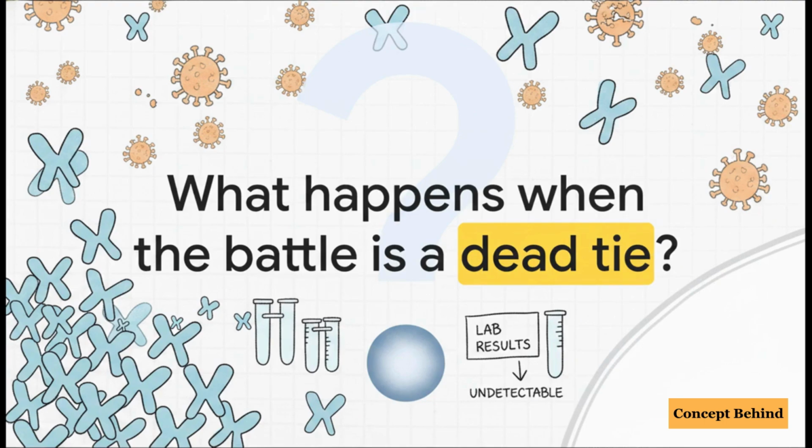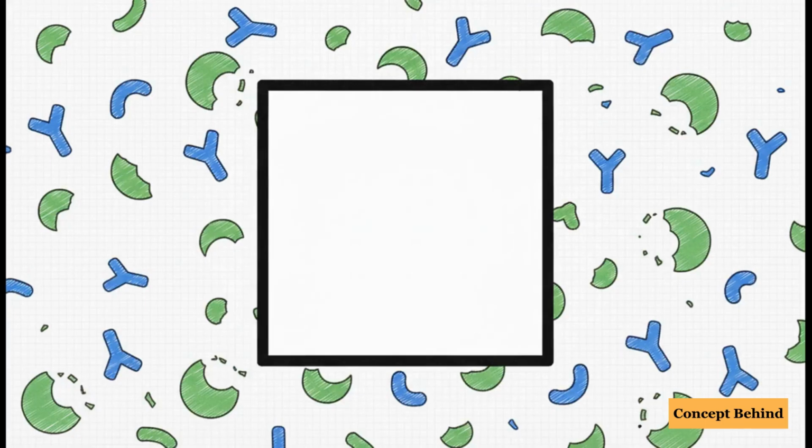So what exactly do those lab results look like then? Well, this brings us to a really fascinating plot twist called the window period. This is essentially a massive stalemate lasting about a month, where both of the main enemies, the surface antigen and the surface antibody, are completely undetectable in the plasma. They both just show up as negative.